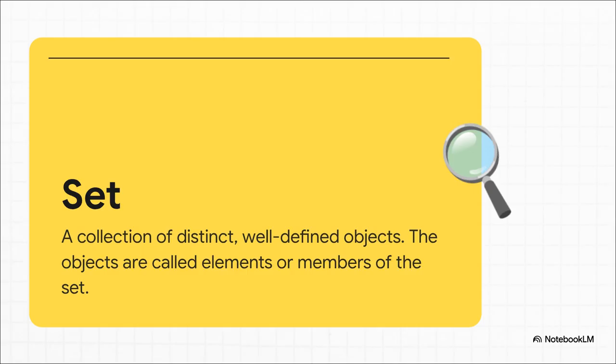Now, a set is simply a collection where every single item, we call them elements, is unique and clearly defined. There's no maybe, no kinda, sorta. An element is either in the set or it's not. And that simple black and white clarity, that's its superpower.